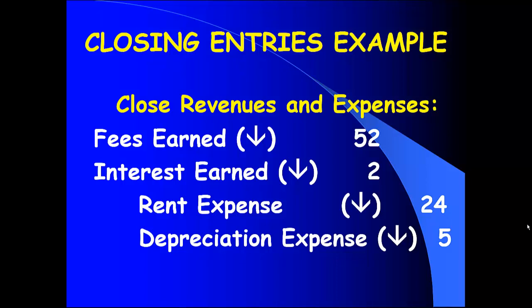If I have debits right here that total 54 and credits that total 29, in order to make this entry balance, I'm going to need a credit for 25, and that will go to retained earnings. That is my net income. Why? Because my revenues of 54 exceeded my expenses of 29. Therefore, I have a net income of 25. That makes my retained earnings go up. Earning a net income makes the net worth of my business go up.